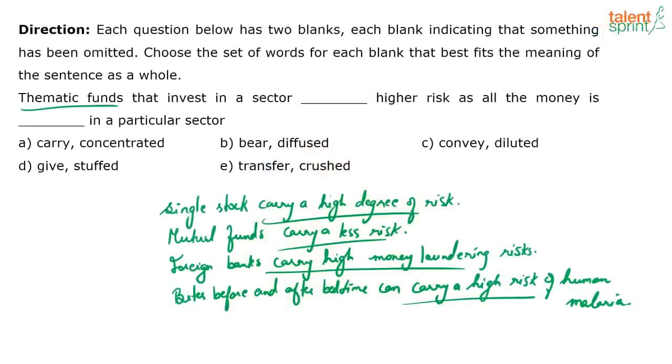Concentrated means what? Brought together there. It is there in that one place, right? The meaning here of concentrated is to bring together in one place. Are you with me, guys? So, thematic funds that invest in a sector carry higher risk as all the money is there in that one particular sector. Not diffused, not diluted, not stuffed or crushed.